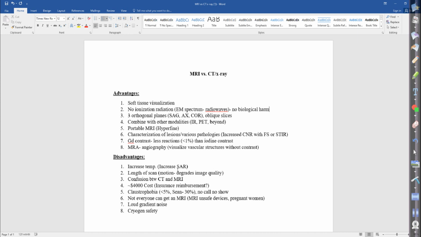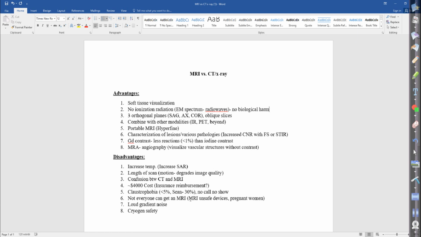And we don't even have to give contrast. So that's pretty cool where, if you have a patient that is allergic to contrast, you can still see those vascular structures without injecting contrast, because we have specialized pulse sequences called time of flight imaging.